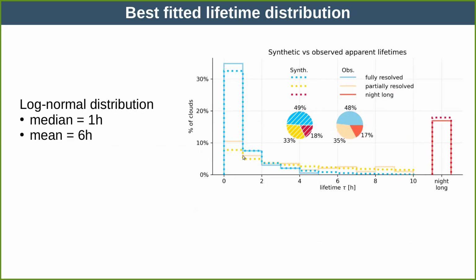And you see here on the right that what we get from an extensive random sample from this distribution fairly reproduces our results. So the pie chart and the lifetime distribution. So we find a lifetime distribution that fairly reproduces the observation, but we see, for example, that half of the clouds are shorter than 1 hour.